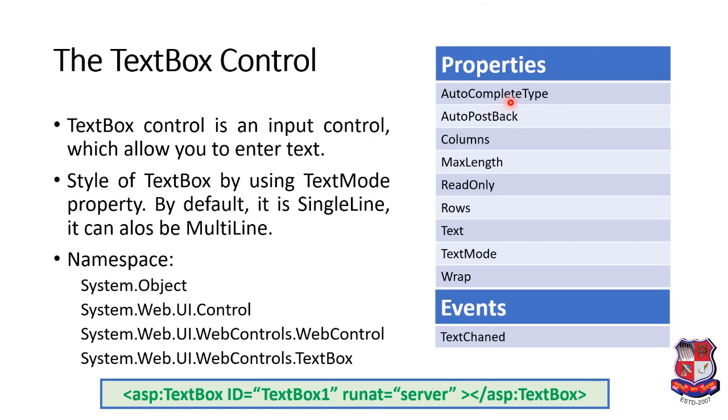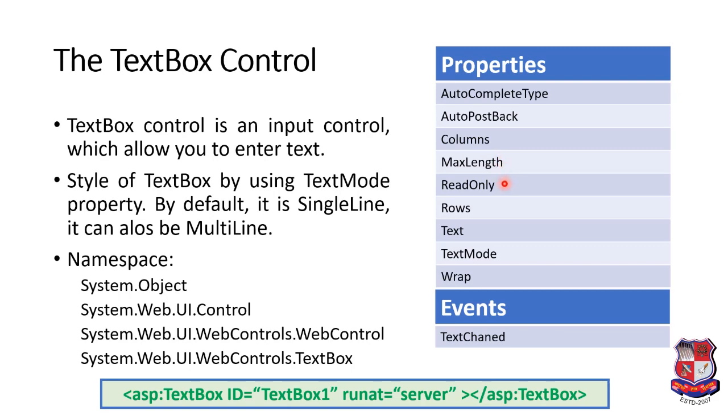Among these, first is AutoCompleteType. It is used to obtain or set a value that indicates the autocomplete behavior of the text box control. Next is AutoPostBack. It is used to obtain or set a value that indicates whether or not an automatic postback to the server occurs when the text box control loses focus. Next is Columns. It is used to obtain or set the display width of the text box in characters. Next is MaxLength. It is used to set or obtain the maximum number of characters allowed in a text box.